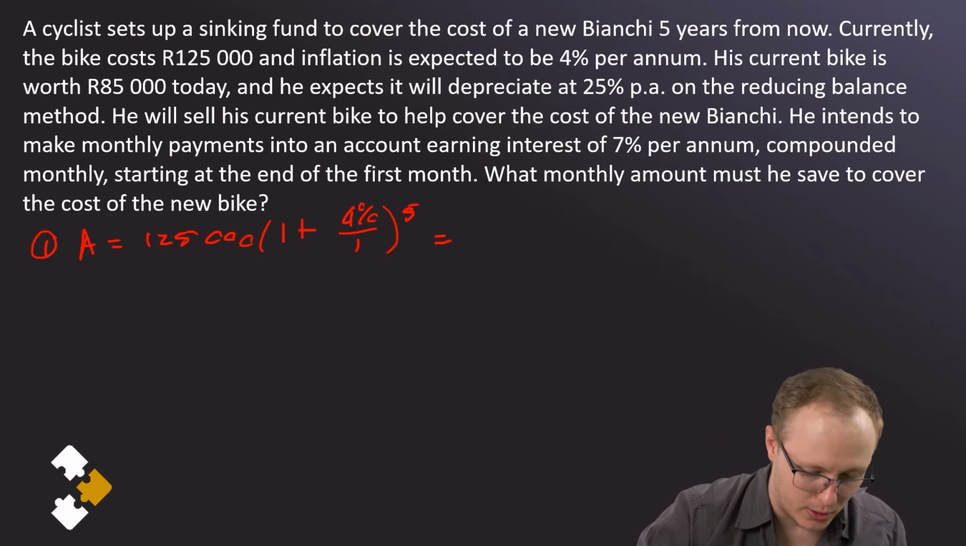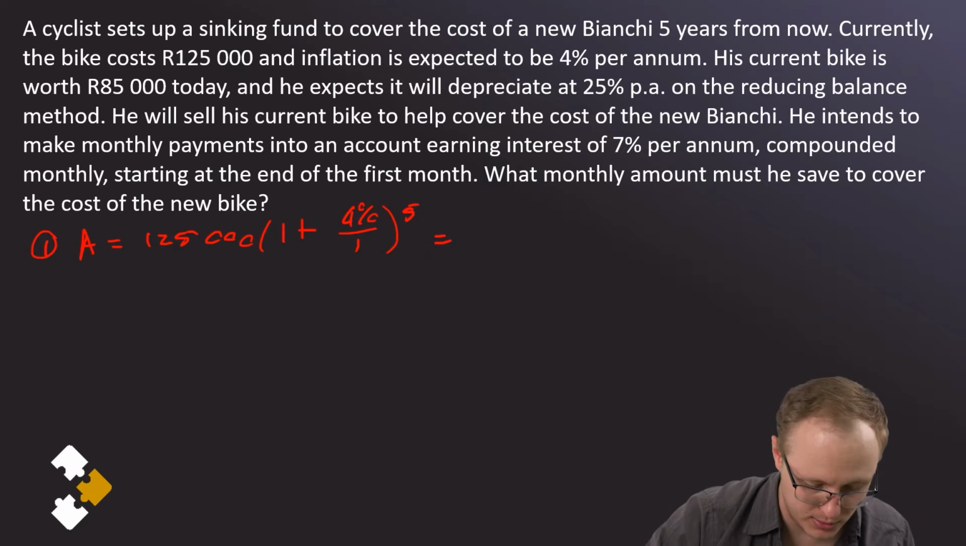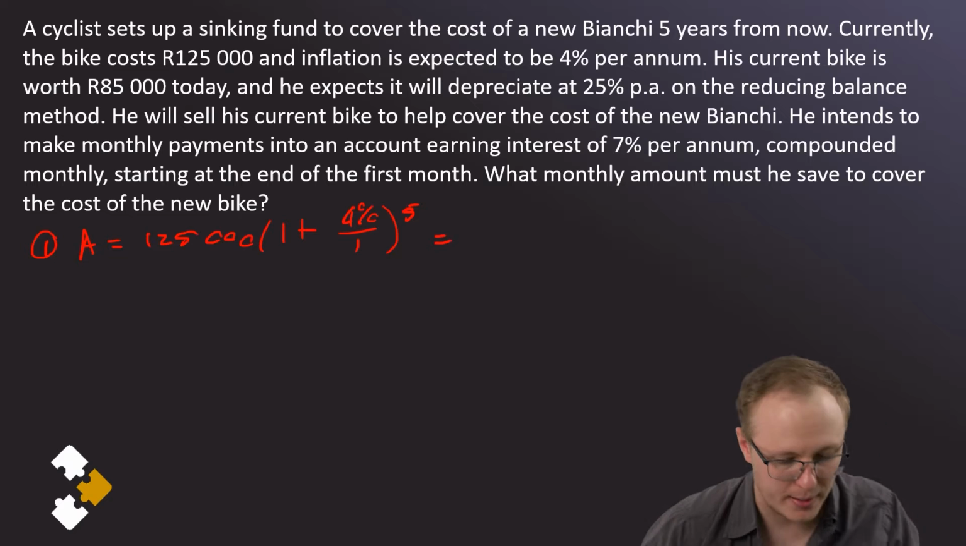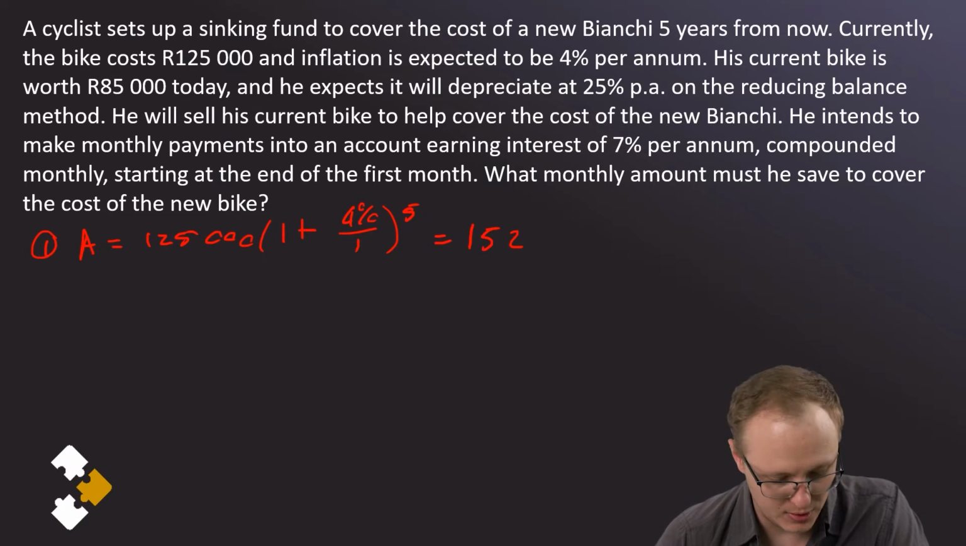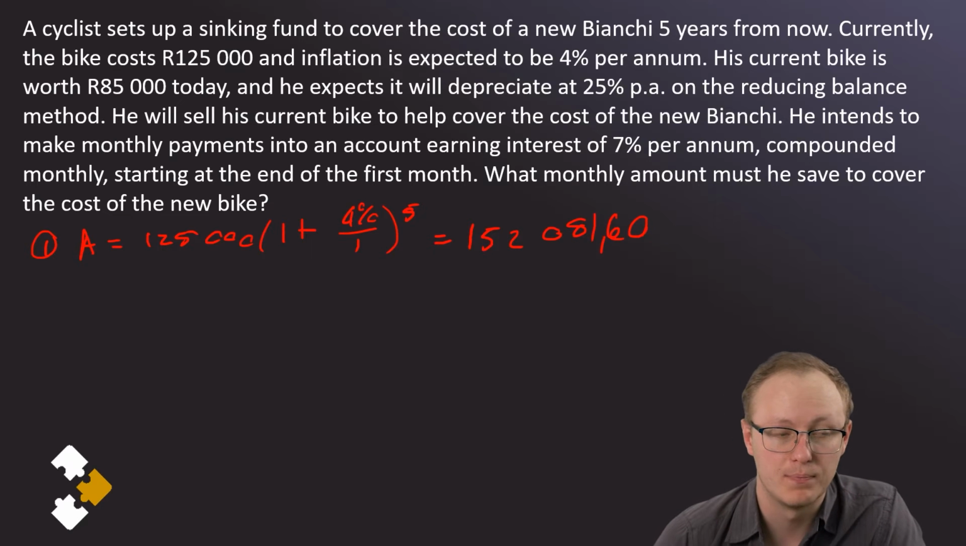Okay, so that's going to give us 125,000 times the 1 plus 0.04, and that's going to be raised to the power of 5. Okay, so 5 years from now, this is what we expect the purchase price to be, right?